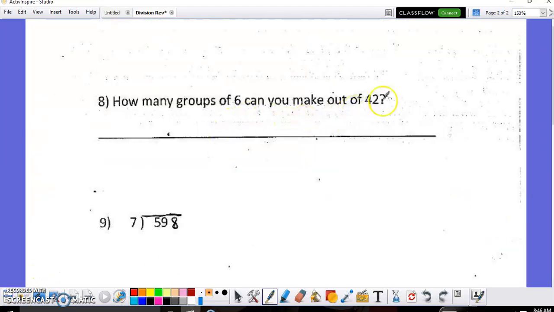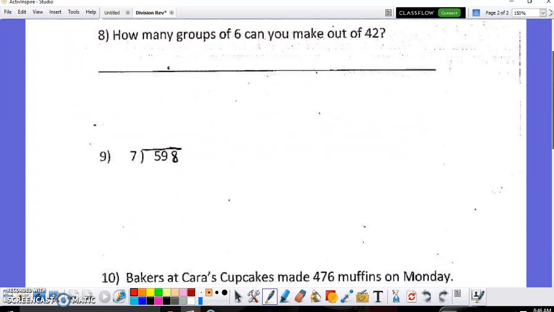Number 8 is a simple division question, just stated in a different way. How many groups of 6 can you make out of 42? If 6 is the total number of people and 42 is my dividend, can I group it that way? Yes, that's what dividing is. So divide 42 by 6.